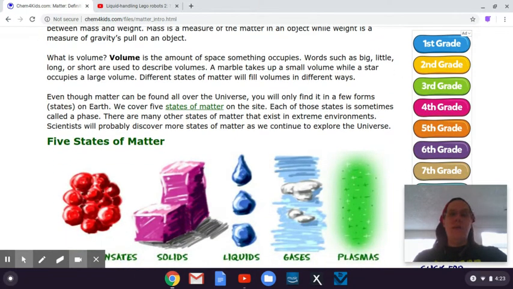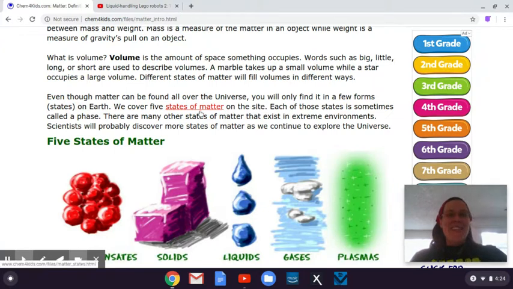Even though matter can be found all over the universe, you will only find it in a few forms or states on Earth. We will cover 5 states of matter on this site. We're not going to go into all 5 of them because plasma, listen, we're doing this in my kitchen. I am absolutely under no circumstances making plasma. And taking enough heat out of something so it's almost at absolute zero, I can't do that either, at least not with the equipment I have at home, or safely for that matter.